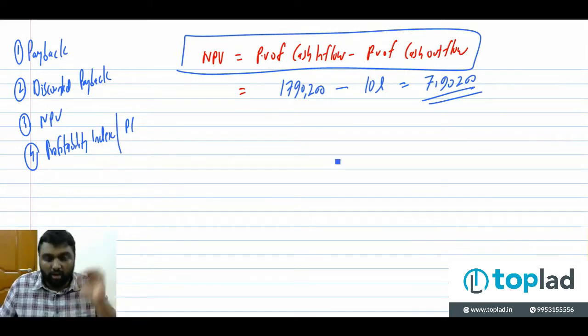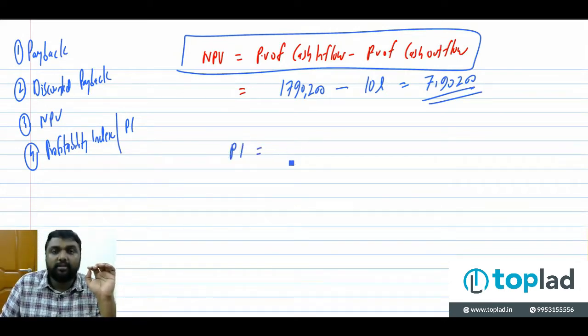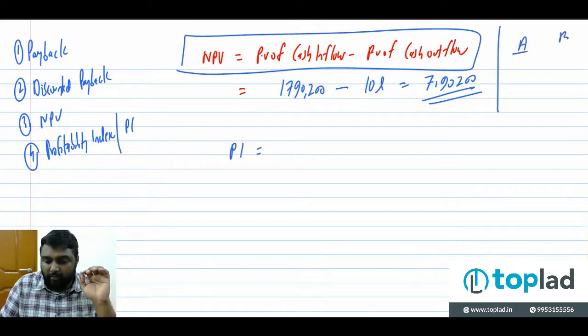Cost benefit ratio. What is this profitability index? See, two projects A and B.